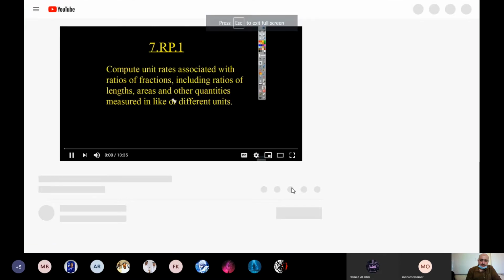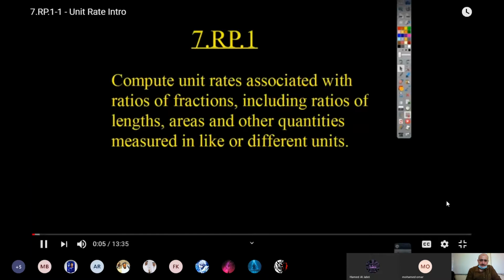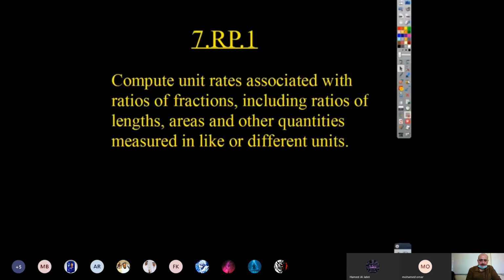Here's the beginning of the new set of standards for 7th grade, the ratios and proportions aspect of it. This video is really just going to talk about unit rates, and real basic ones at that. We'll get into more about ratios, areas, and measurements a little bit later, but this is going to be a real quick intro.